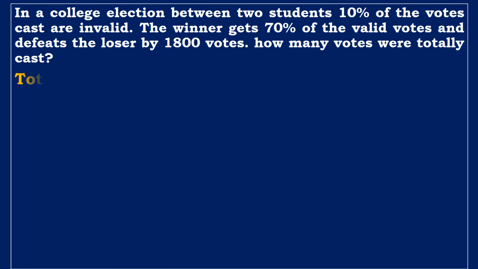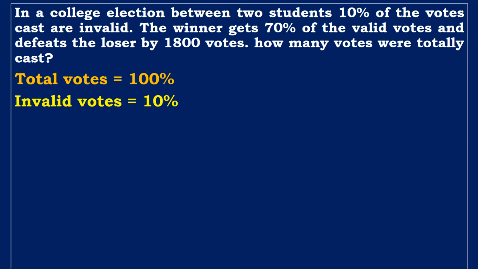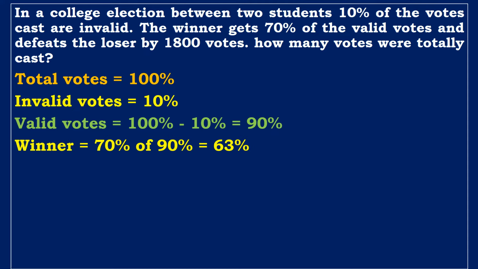Assume that the total number of votes is 100%. 10% of the votes were declared invalid. The valid votes are then 90%. According to the question's statement, the winner receives 70% of the valid votes cast, which total 90%. As a result, the winner receives 70% of the total 90%. From the concept of x% of y% is equal to xy%, 70% of 90% will be 63%.